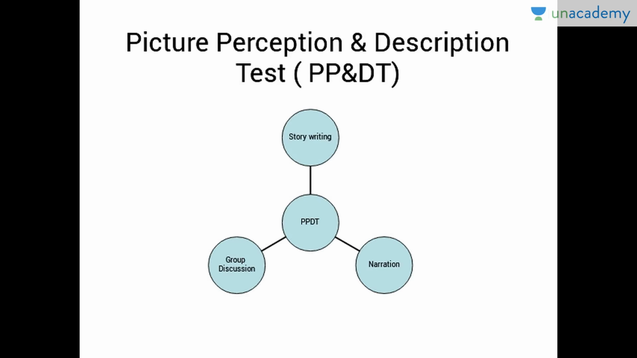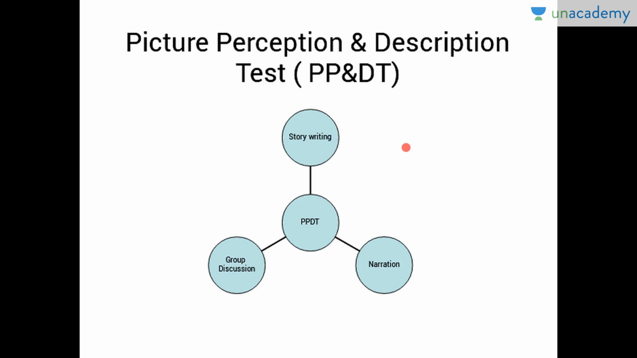Guys, after that you will be shown a hazy picture, a very hazy picture, in which you have to see the picture, perceive the picture and describe the picture in your own words. It means the picture perception and description test. You have to write a story around the characters which are being shown in the picture. You have to use your brain to identify the characters, to identify the environment of the theme, and then you have to write the story about it. The story should be about 100 words and you will be provided 4 minutes for writing the story.